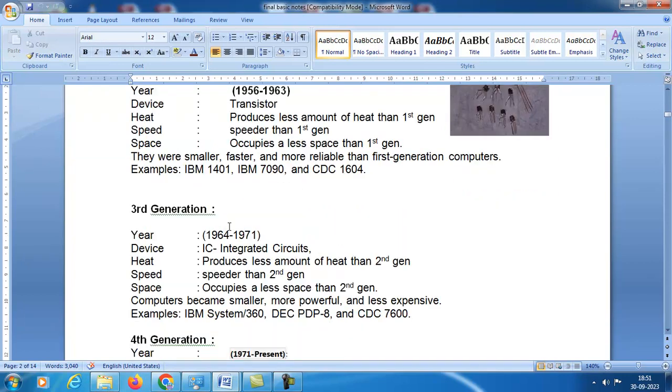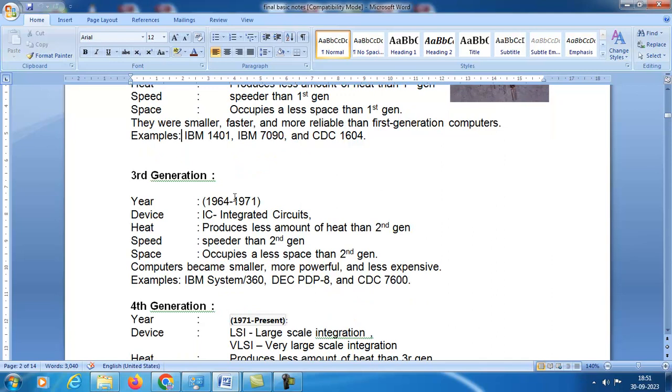And the third generation started from 1964 to 1971. In that, ICs, integrated circuits, started being used. The third generation produces less heat than the second generation, is faster than the second generation, and occupies less space than the second generation. Computers became smaller, more powerful, and less expensive. Examples: IBM System 360, DEC PDP-8, CDC 7600.